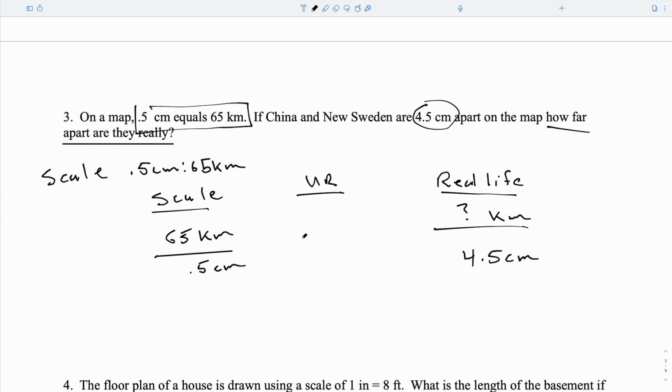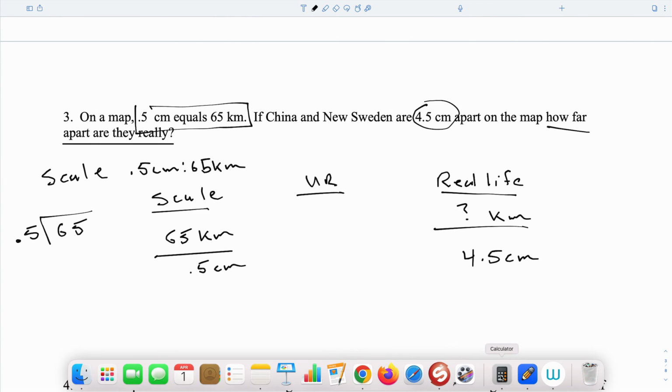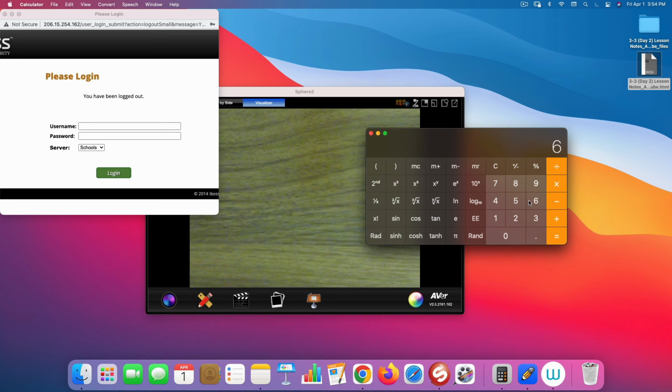I'm going to start finding the unit rate because I don't really know what 0.5 times something is to get to 4.5. Sure, you could mentally solve it, some of you mathematicians, but we're going to practice the unit rate method now. So let's do 65 divided by 0.5. And in a minute, I'll let you get a calculator today because I'm more worried about this process than your knowledge of decimals. 65 divided by 0.5 equals 130.